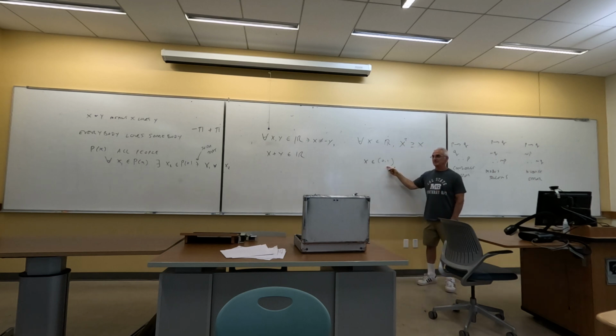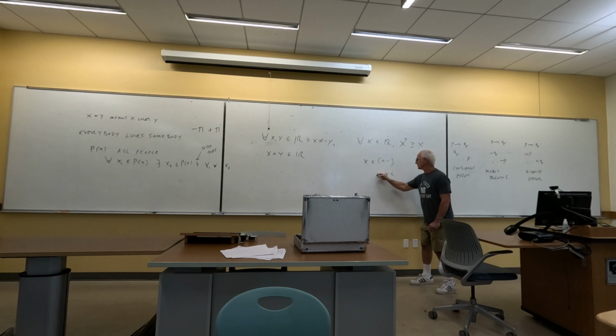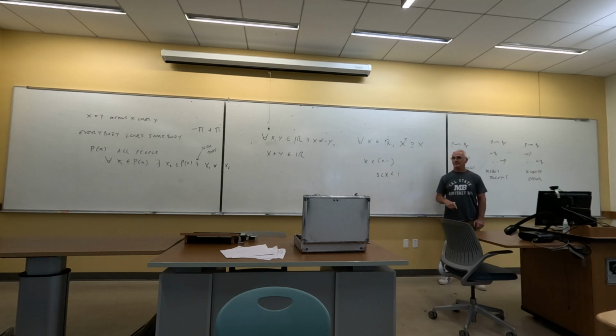Interval notation. X is a real number between, this means this. What happens when you square a number that's smaller than 1? It gets smaller, not bigger. Take a half. So is this statement true? It is always true except here.